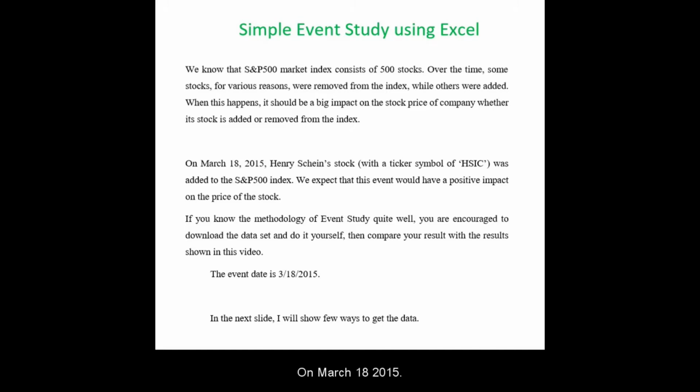On March 18, 2015, Henry Schein stock, with the ticker symbol HSIC, was added to the S&P 500 index. We expect this event will have a positive impact on the price of this stock. If you know the methodology of event study quite well, you are encouraged to download the dataset and do it yourself. Then compare your result with the result shown in this video. The event day is March 18, 2015.